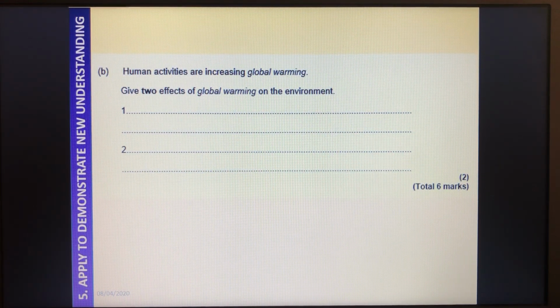Okay, next part of the question then for 2 marks. Human activities are increasing global warming. Give 2 effects of global warming on the environment. We've got a 2 marker there. 2 effects of global warming on the environment. Give that a decent go. Don't just wait for the answer. If you need extra time, pause now.